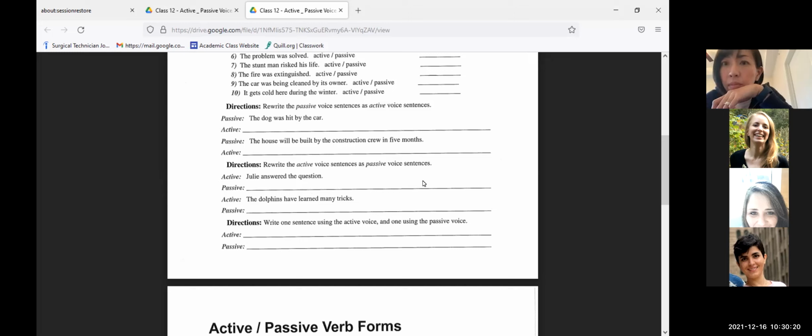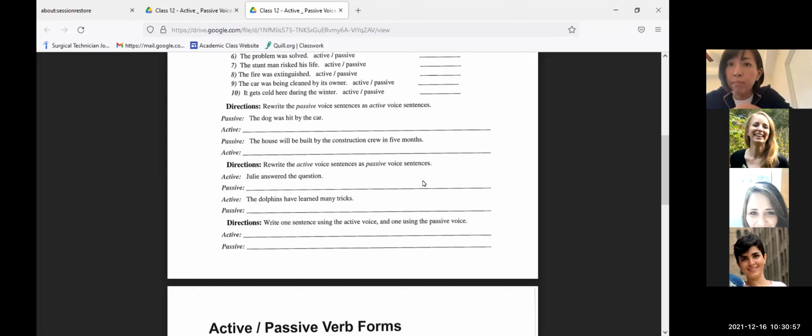Next. We do July answer the question. Write this sentence in the passive voice. Okay. So the active is: Judy answers the question. The passive is: the question was answered by Judy. Yes.